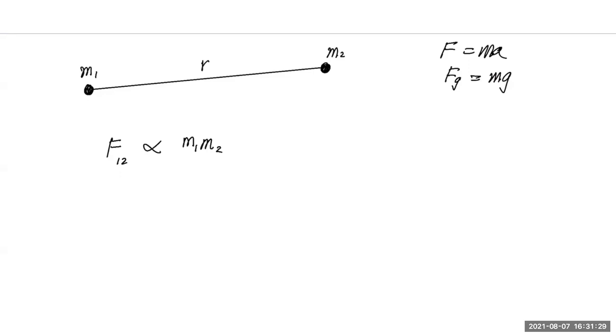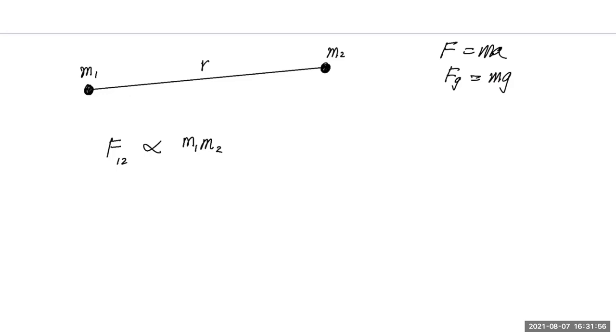But guess what? F21 and F12 are the same. That's Newton's third law. So therefore, the expression for the force between the two masses must be proportional to both masses. If it's proportional to one of these two masses, it's going to be proportional to the other one. Therefore, F21 and F12 will be equal to each other without violating Newton's third law. Okay, so that is quite clear.